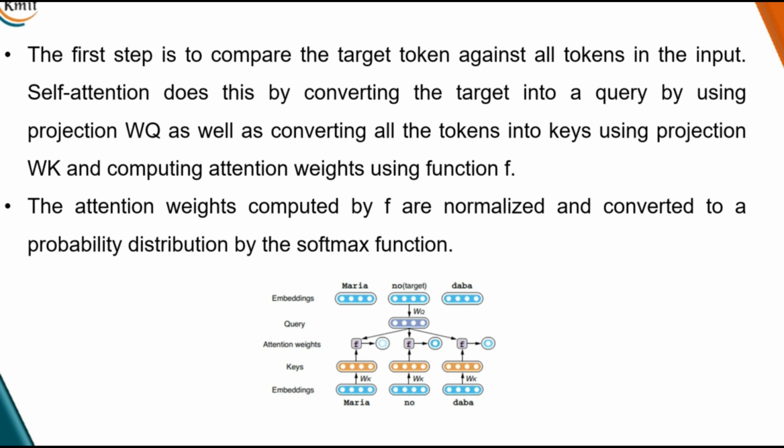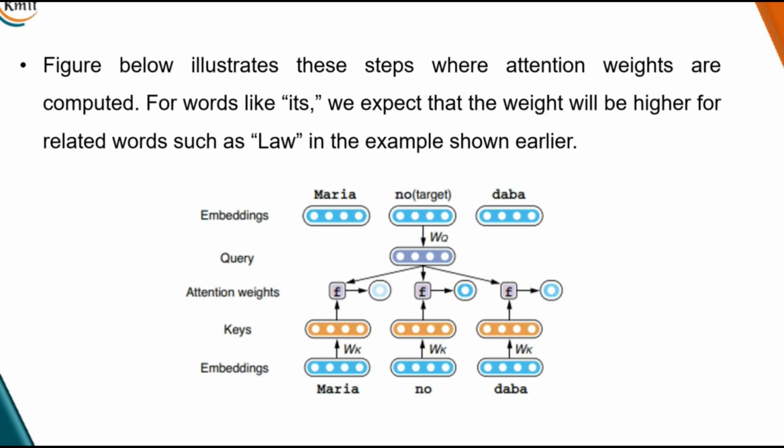Okay. Now what do we do? In the first step, we compare the target token against all the tokens in the input. Right? Now, how does self-attention work? Self-attention does this by converting the target into a query by using the projection WQ. Okay, so when it is converting all the tokens into keys using projection WK and computing attention weights using function F. Now these attention weights computed by F are normalized and converted to a probability distribution by a softmax function.